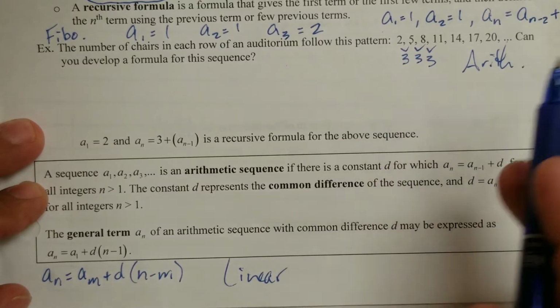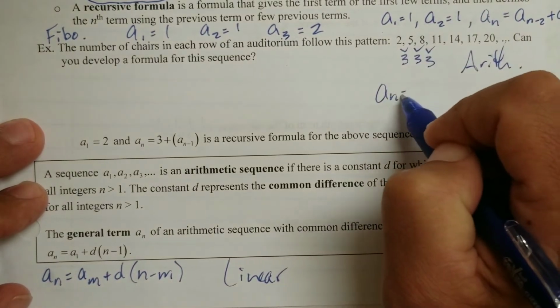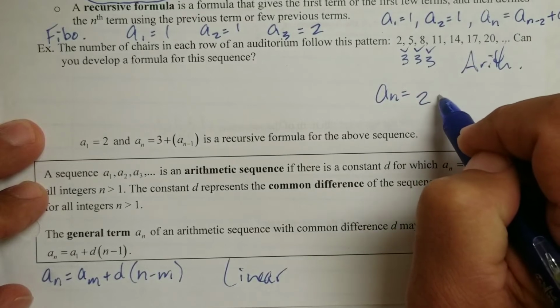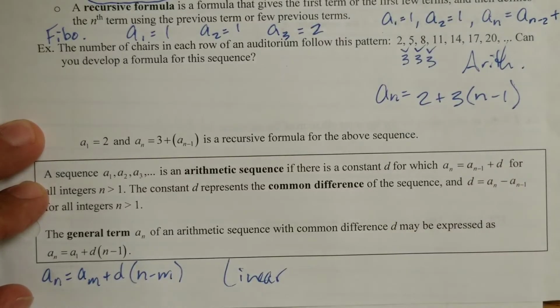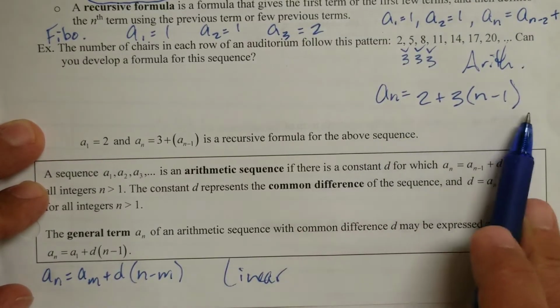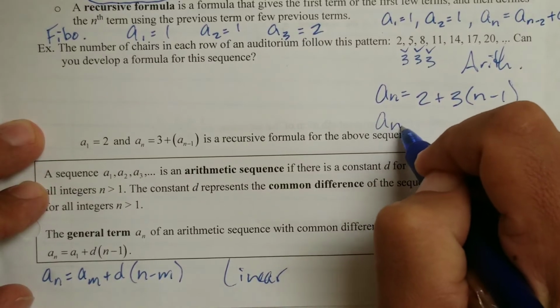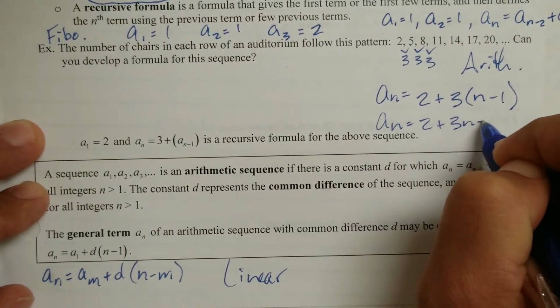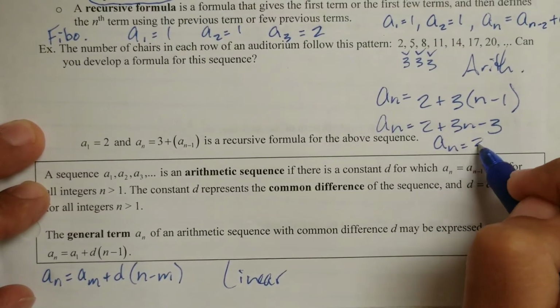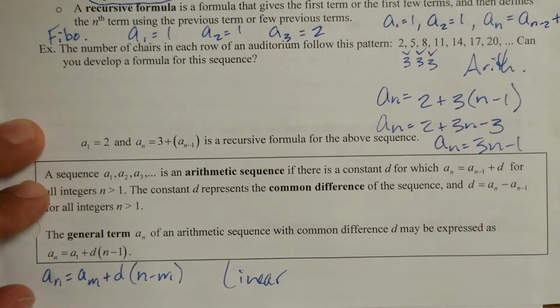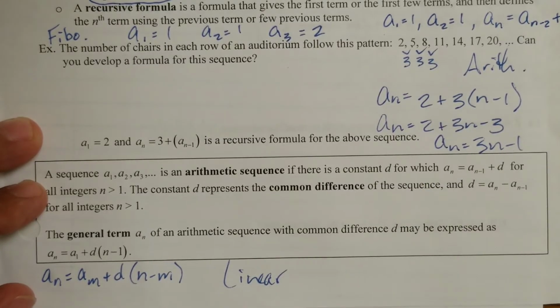Okay, so for this one up here, we would just say a sub n equals the first term plus 3 times n minus 1. If you wanted to simplify that, you could. What would that be? 3n minus 1. So that would be an explicit formula for that sequence. All right, flip it over.